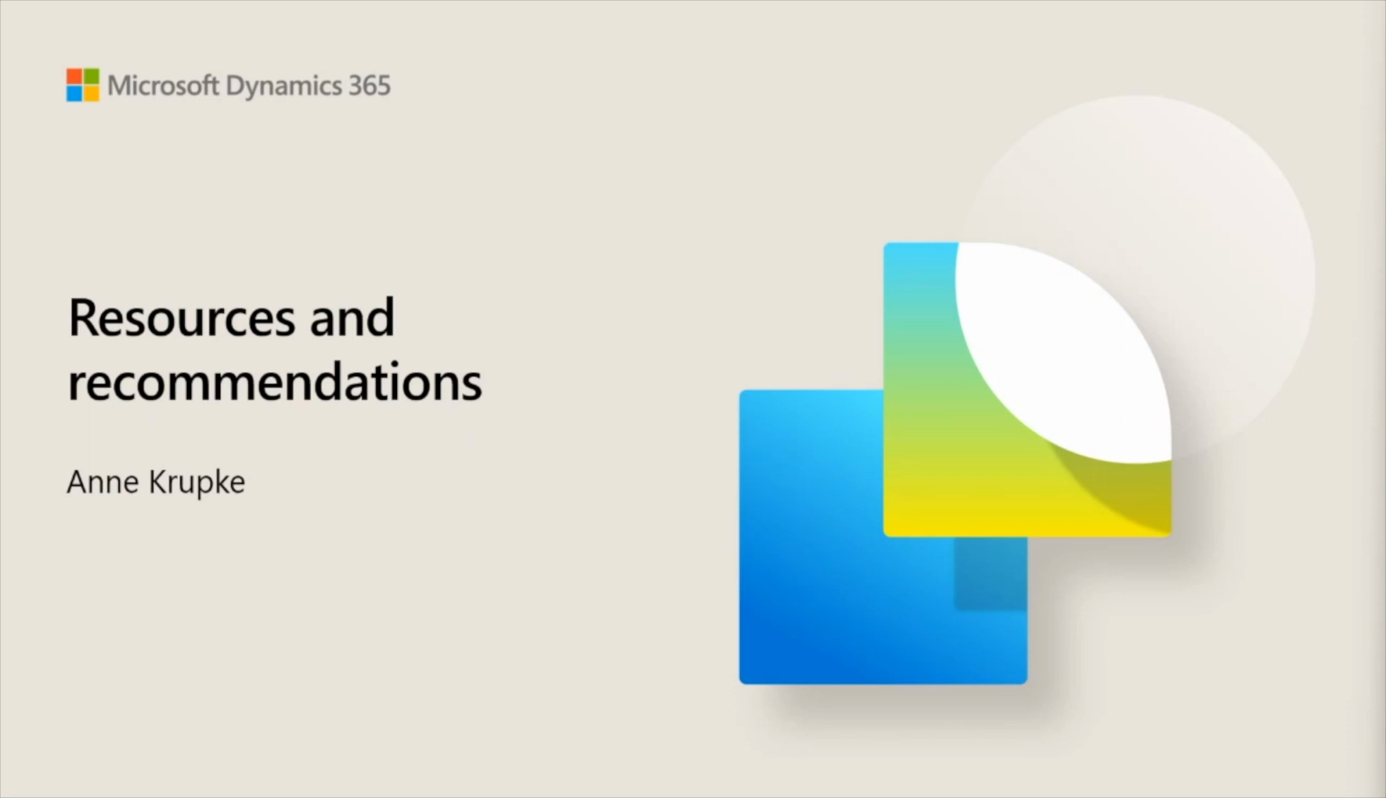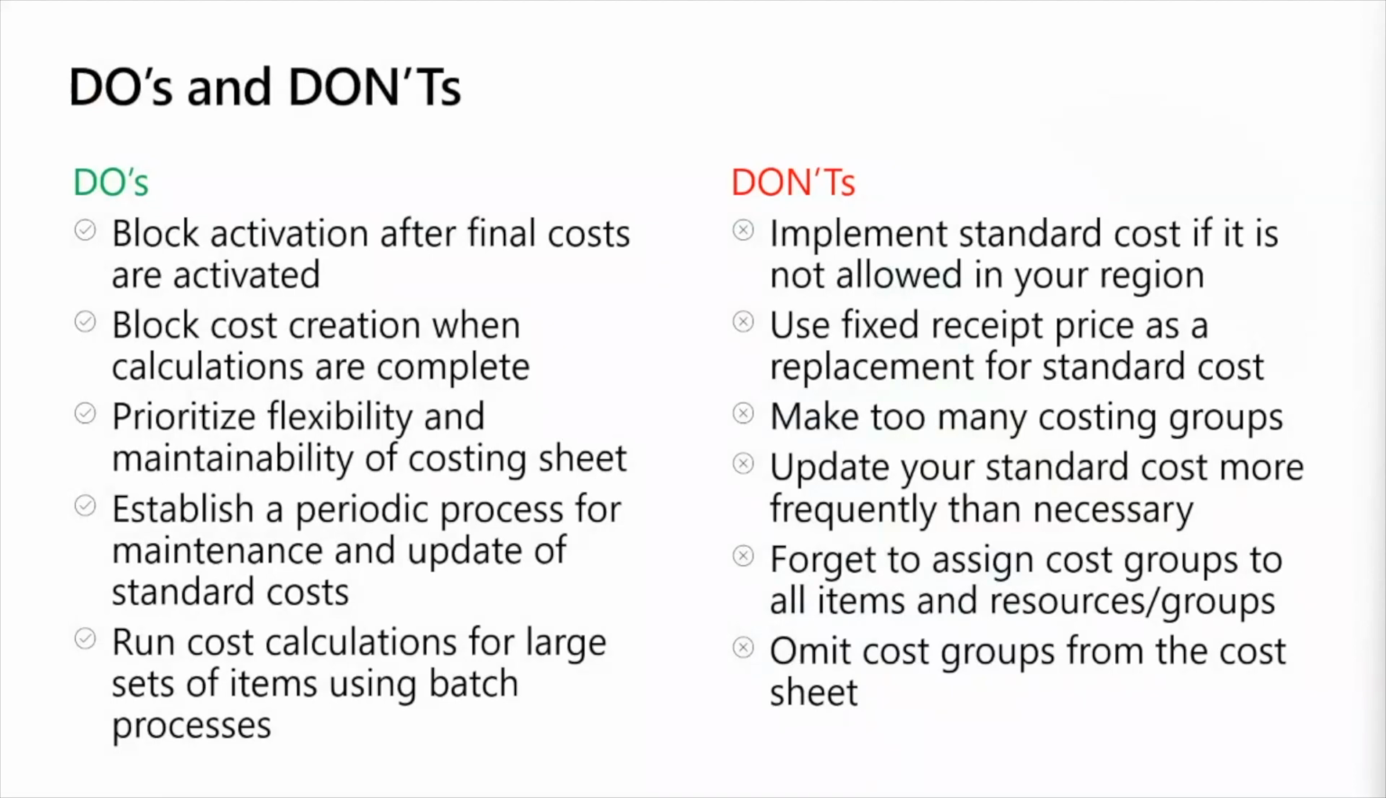We are back with the do's and don'ts list for standard costs in the costing sheet. On our do side, these first 2 go together. We do recommend that you block activation after you have activated your costs, and that you block cost creation once you've completed your cost calculations. So those are the 2 block flags we talked about earlier. We recommend putting them to yes on your active costing version that's being used in this period to prevent unwanted changes to current prices.